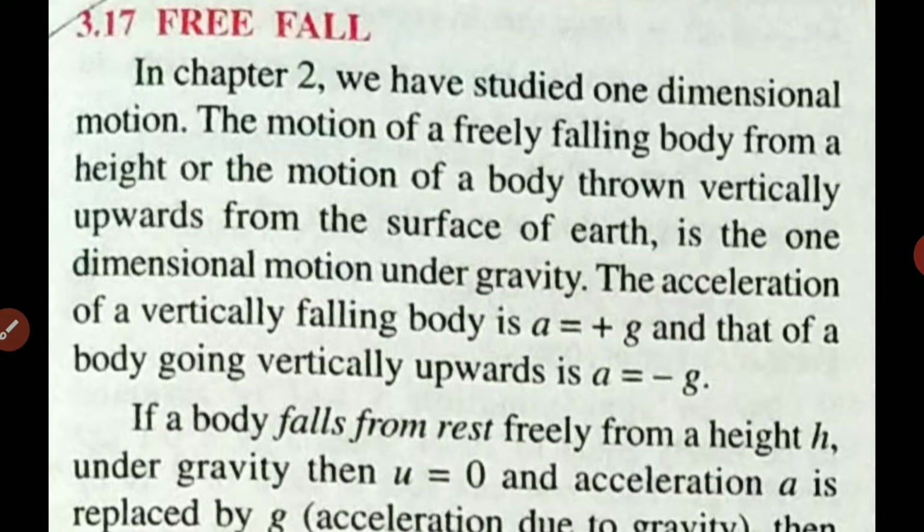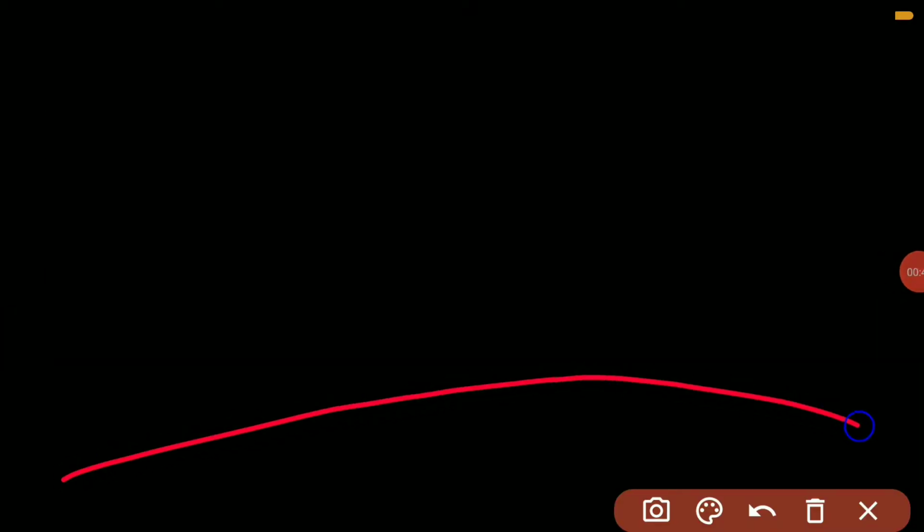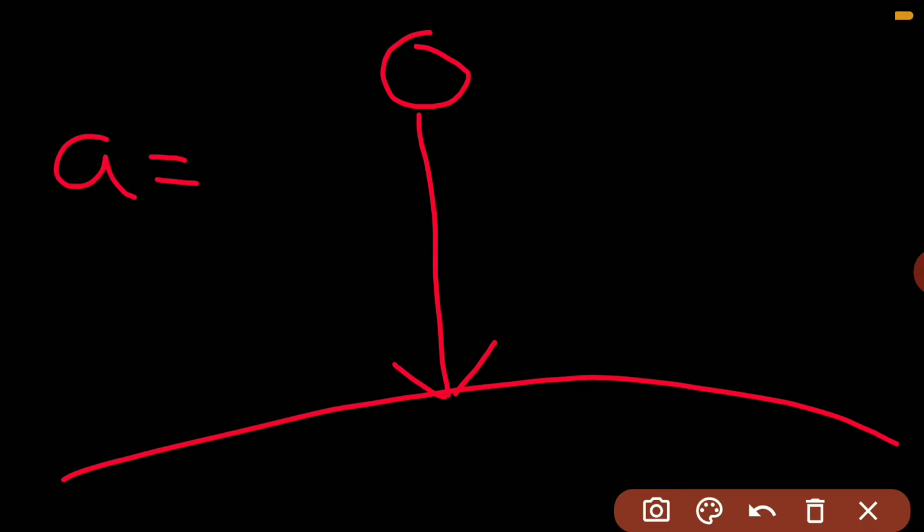Let us try to understand this paragraph. Let us consider the surface of the earth and let us consider an object falling down. So when the object falls down, it is falling on a straight line, hence it is one dimensional motion. In this scenario, the body falls with certain acceleration known as acceleration due to gravity.